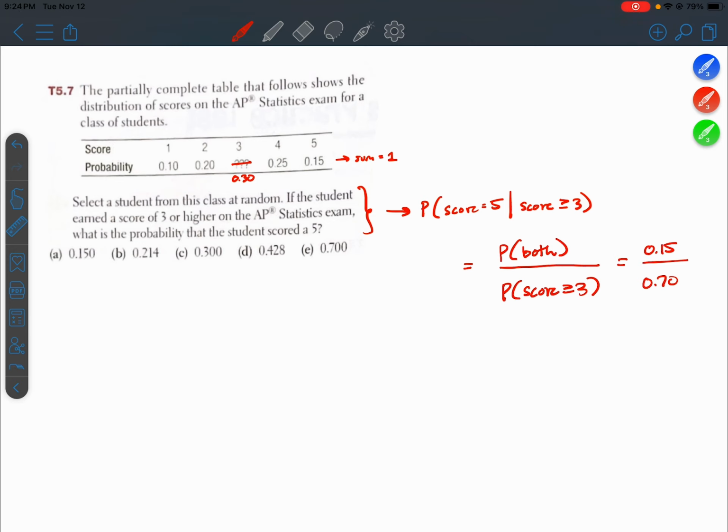So of the 70% of students who get a 3 or higher, 15% of them actually end up getting a 5. This ratio simplifies to 0.2142. And that matches choice B.